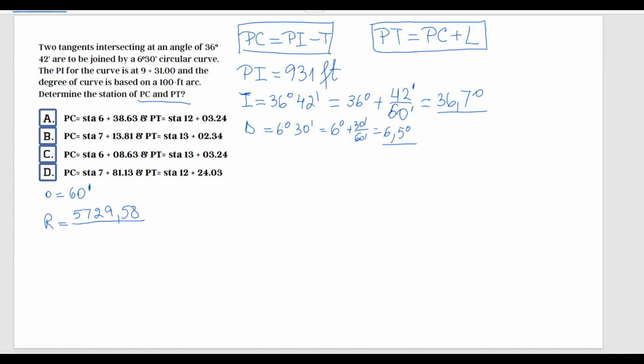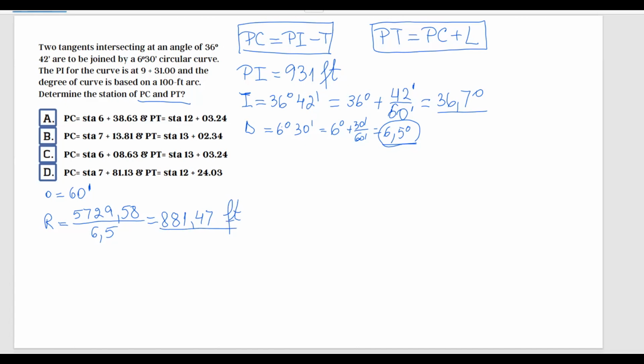58 divided by the degree of curve, which in our case is given in the problem, 6.5. Let's go ahead and do that, and I encourage you to use your calculator to get used to using it. 5729.58 divided by 6.5. So I get a radius of 881.47, and these are feet.